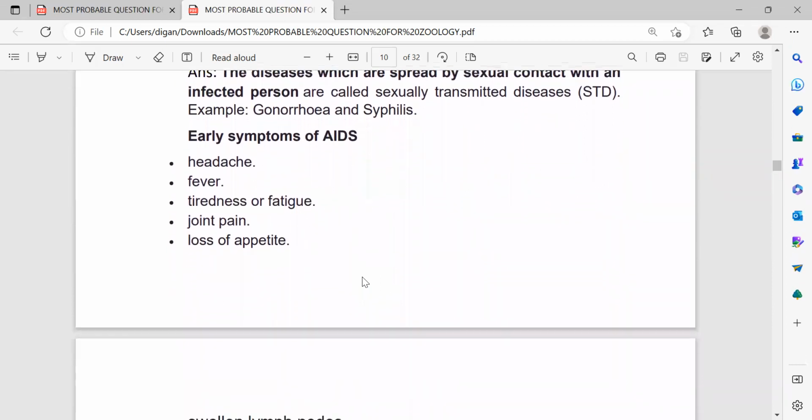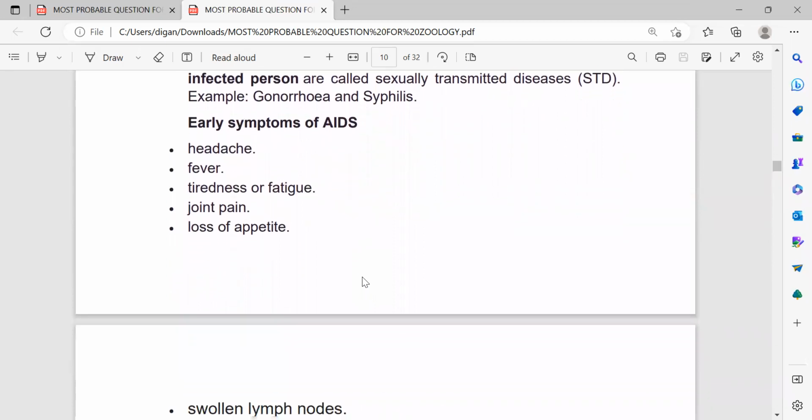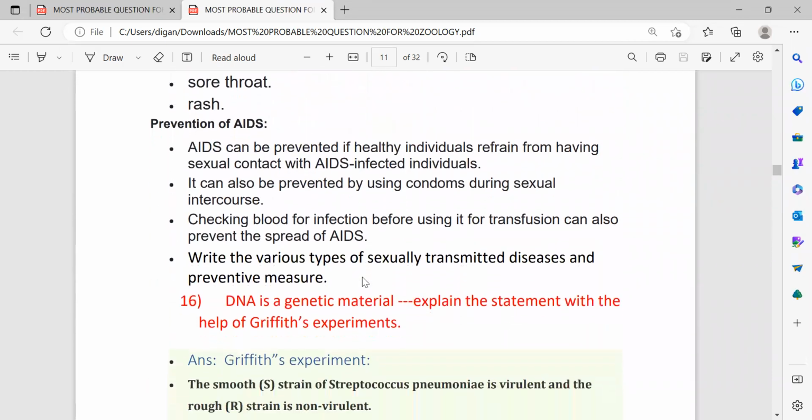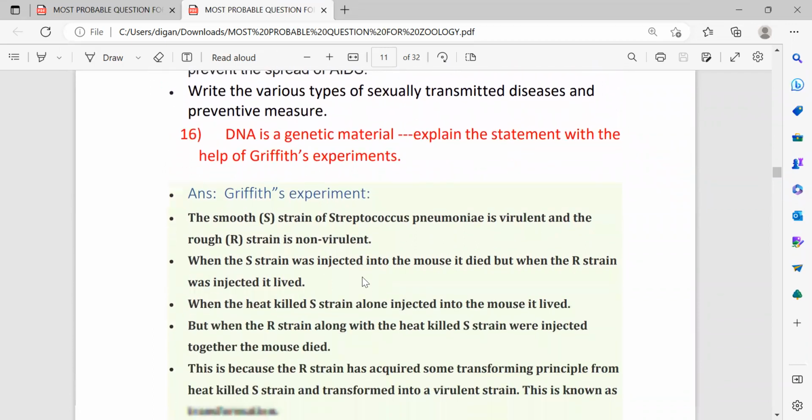So first, the definition of sexually transmitted disease. Early symptoms of AIDS are given here. Then prevention of AIDS is given here. Next, DNA is a genetic material. Explain the statement with the help of the Griffith experiment.